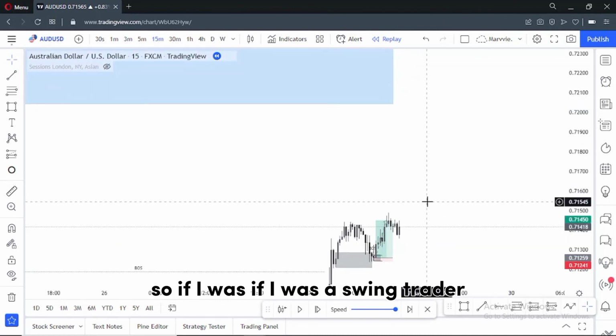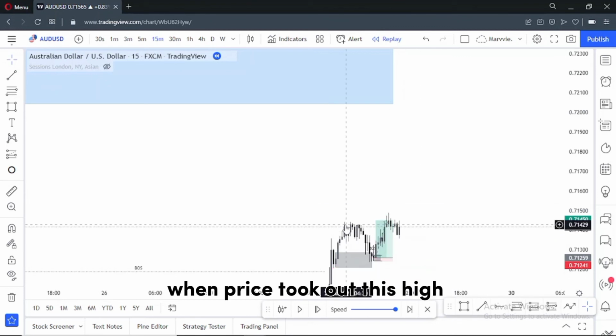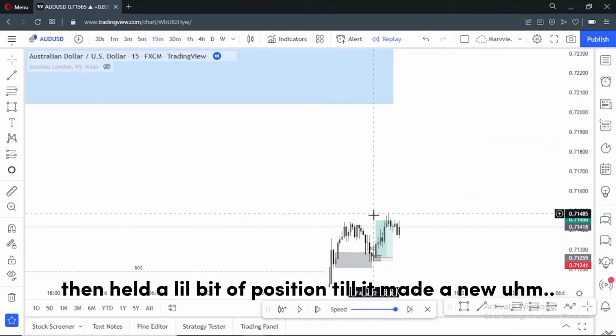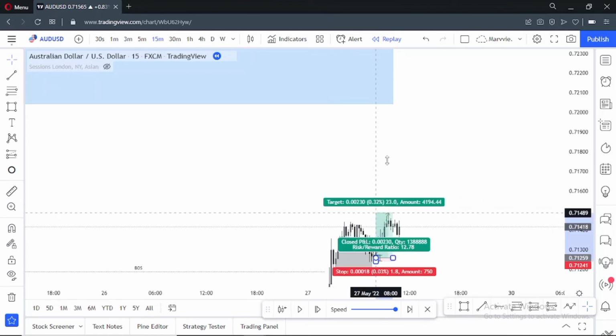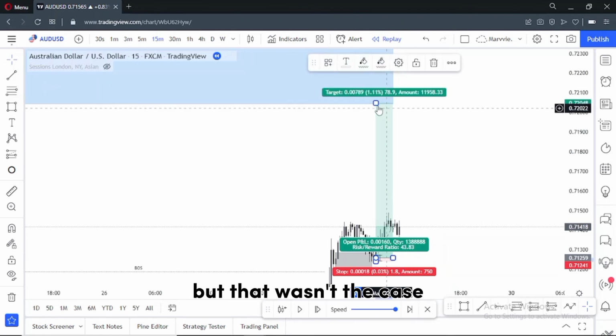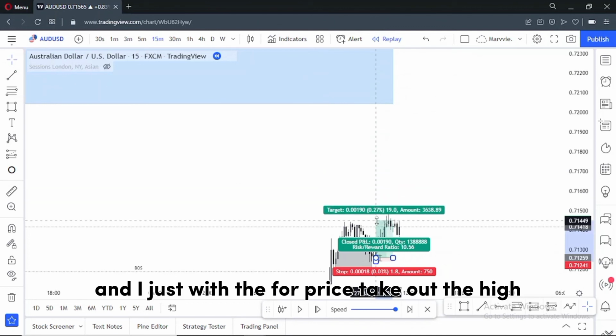So if I was a swing trader, I would have taken partials when price took out this high, then held a little bit of position till it met this supply zone here. But that wasn't the case. I'm an intraday trader, and I just waited for price to take out that high.